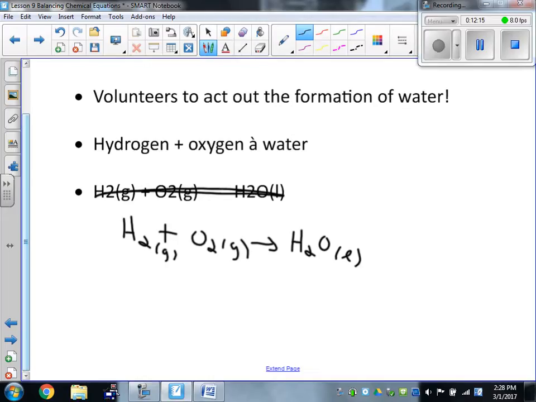Now, the O is actually double bonded to itself here. So it looks like that. So this is what H2 looks like right here, H2, and O2, okay? Now, if I want to combine these two together to make H2O, how is that going to happen if I just have these two here?